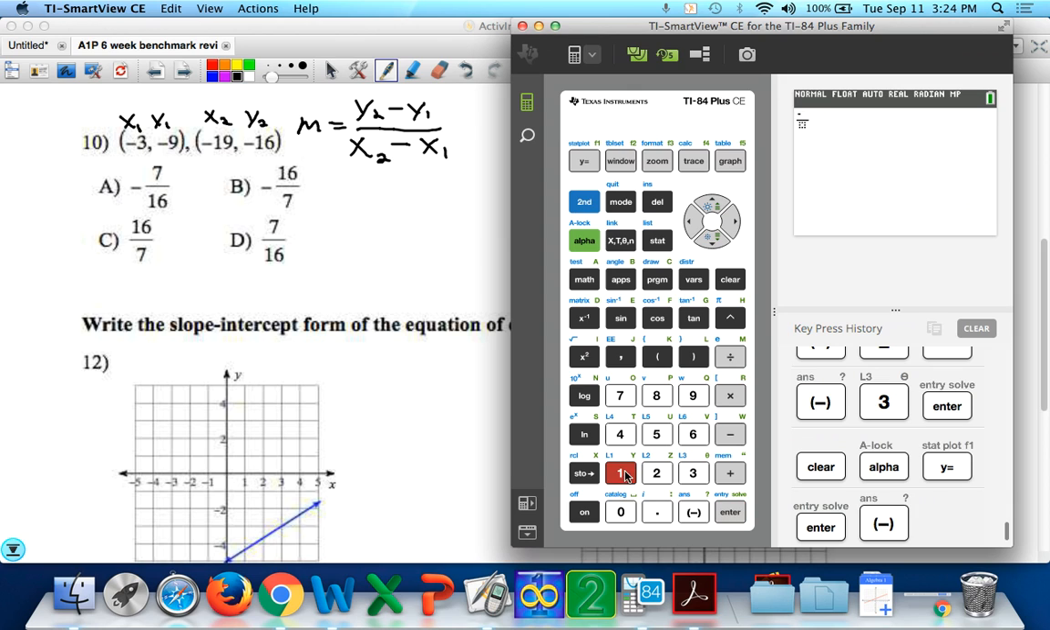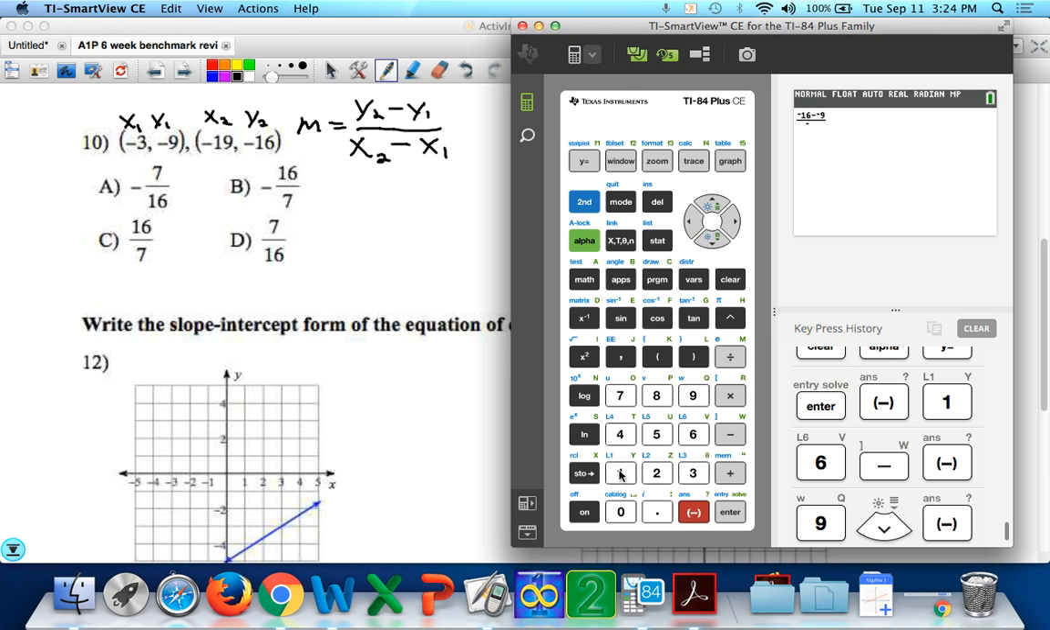Y2 is negative 16. You type it in exactly as it is. Minus symbol. Always minus symbol, no matter what the Y1 is. In this case, the Y1 is negative 9. So look, mine looks goofy, but your calculator is going to fix that for you, because that should actually just be a single plus sign.